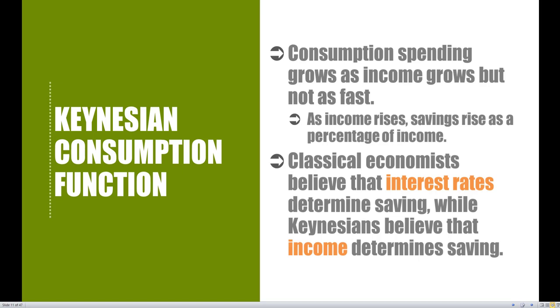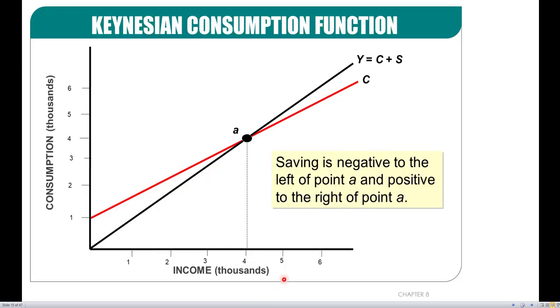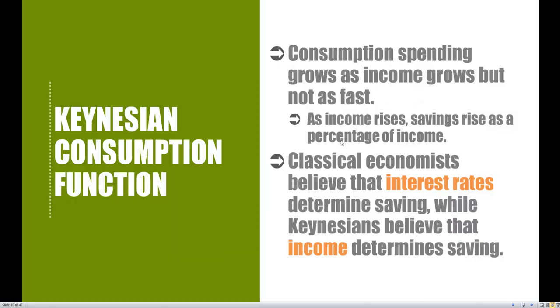The third and final point about the Keynesian consumption function that we want to hit on is that classical economists believe that interest rates determine savings. So whether or not interest rates are high or low, that tells us exactly how much we're going to save. But we noticed that we never talked about interest rates as we built up this consumption function. The Keynesians believe that income is the main determinant of saving. So here we have income. It tells us exactly how much we're going to save. At very low amounts of income, we're not going to save a lot, but at very high levels of income, we're going to save quite a bit of money.